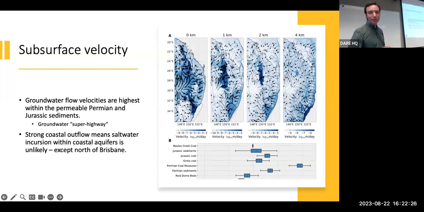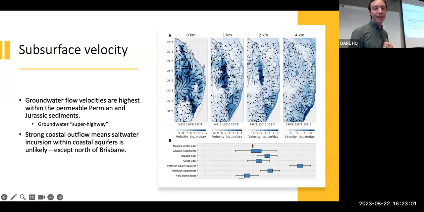We also have our subsurface velocities. Here are some depth slices for our model. We start with 0 kilometers and go up to 4 kilometers, and we can really see how intricate these flow pathways can be within our groundwater model. Generally, we find groundwater flow is highest within the permeable sediments of the Permian and Jurassic era, and this forms a groundwater superhighway that stretches along here.